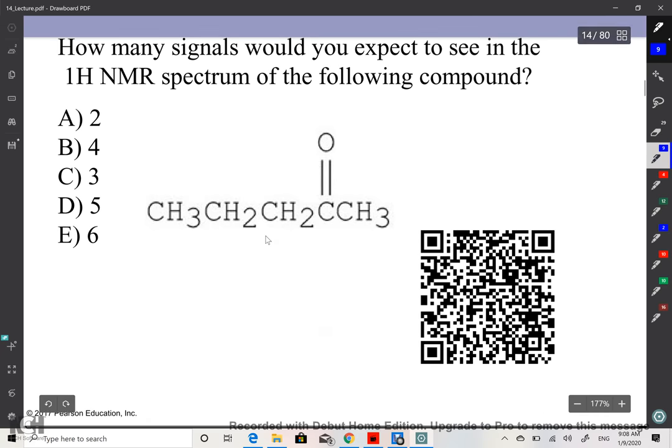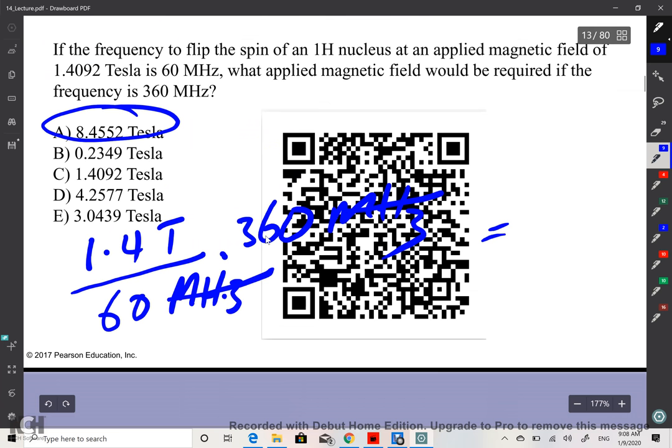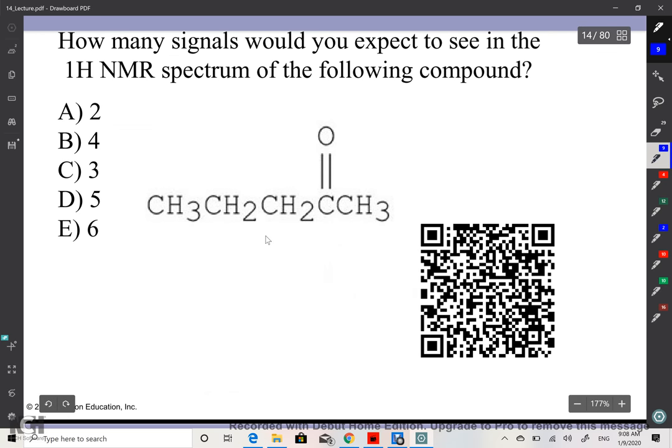Next one. Yes, ma'am. So when I did it, I didn't know what that was. I just saw that the difference between 6 and 3 is correct. It's correct. It works. Next one.